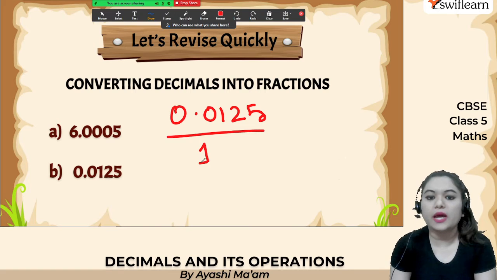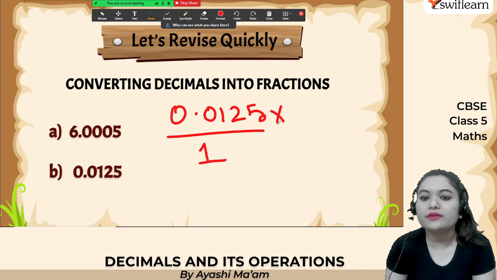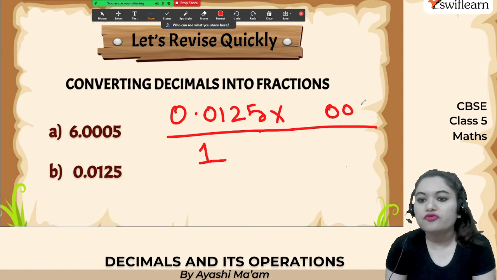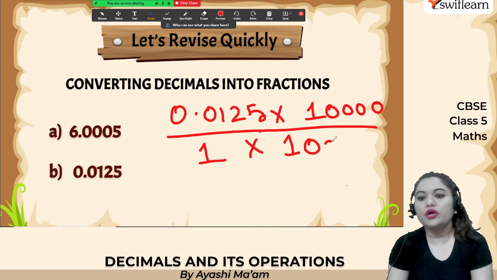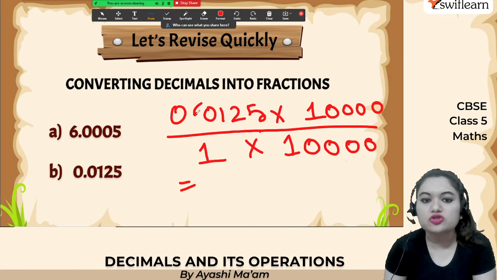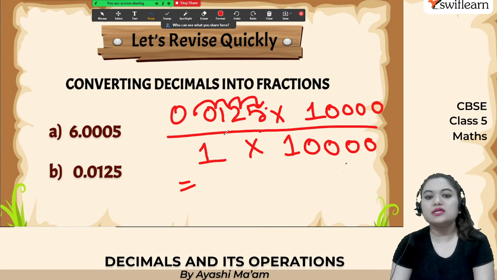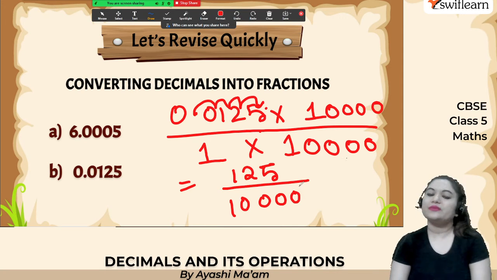0.0125 divided by 1. Again, how many digits are there after the decimal point? There are 4 digits, so 4 zeros, and with this we are going to multiply both the numerator as well as the denominator. 4 zeros, so 1 2 3 4, decimal is shifting by 4 places, so we are getting 125, and below we are getting this.